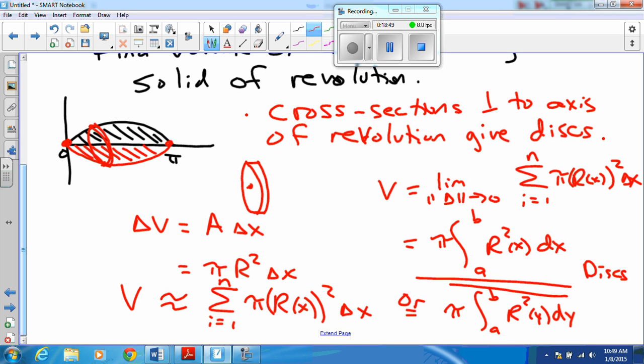When would you go in terms of y's? When your axis of revolution is a vertical axis.